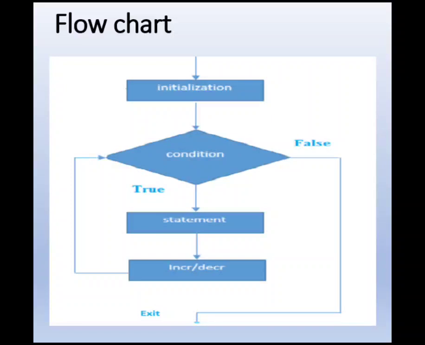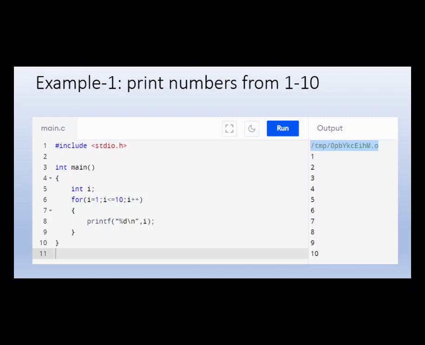Next we'll see one simple example which prints numbers from 1 to 10. Here is the complete program, starting with the preprocessor directive, include stdio.h. This adds the standard input output library, for using C keywords. For example, we are using printf or int. All these are included in the standard library, so we have to include this library.